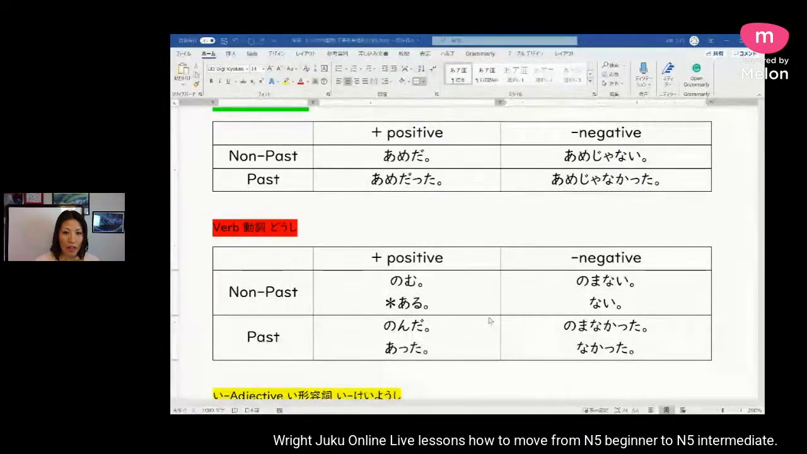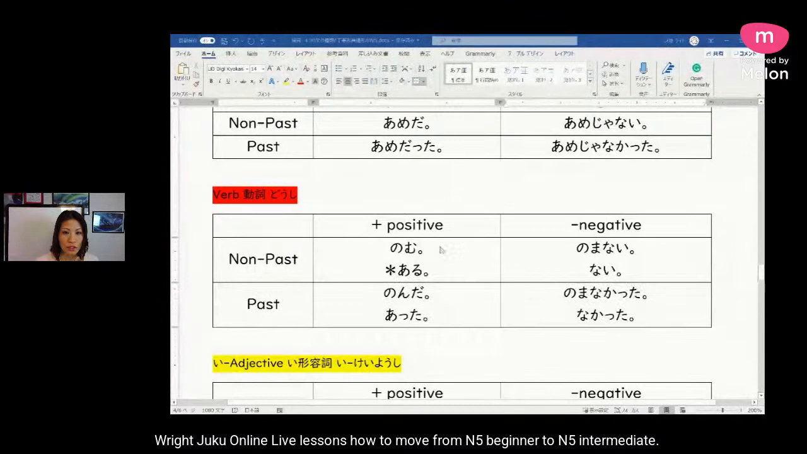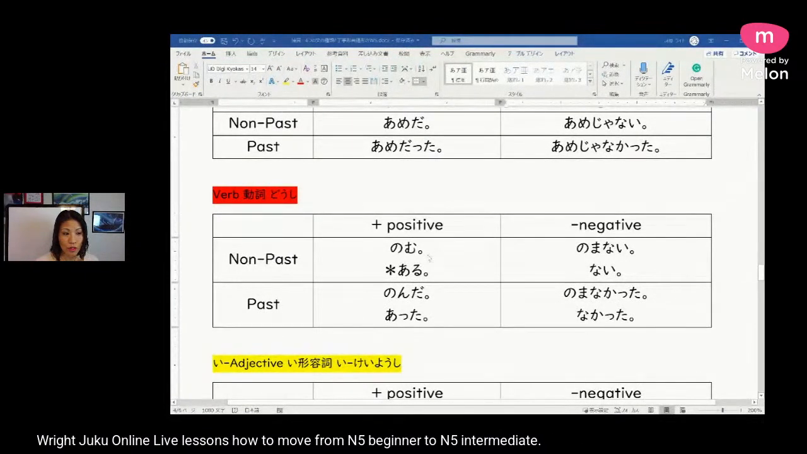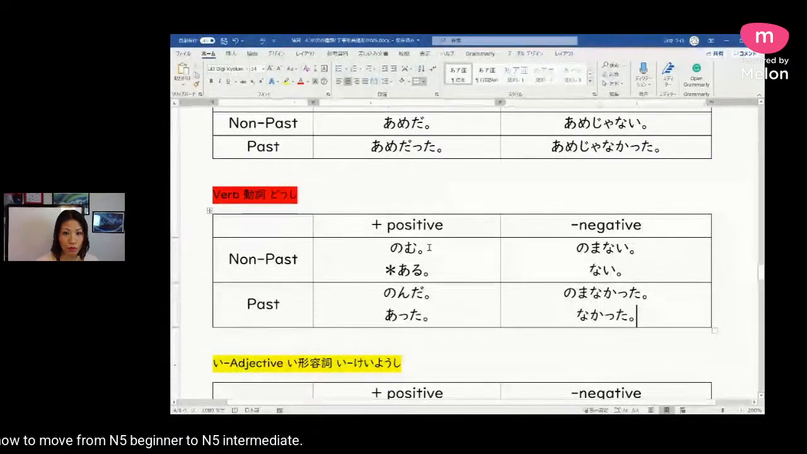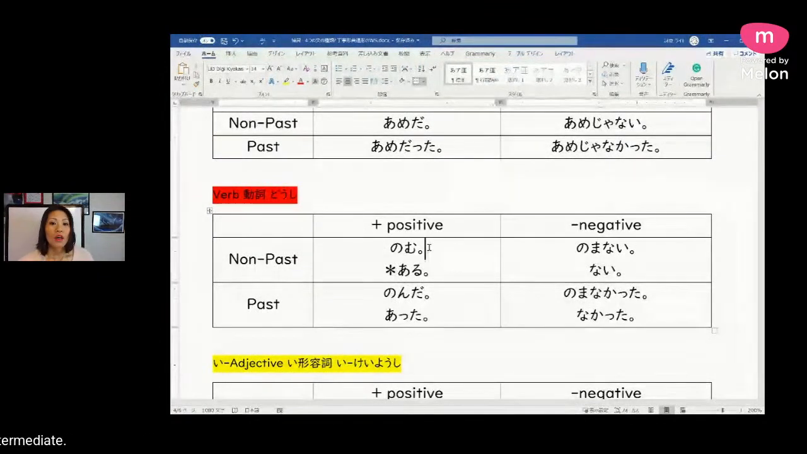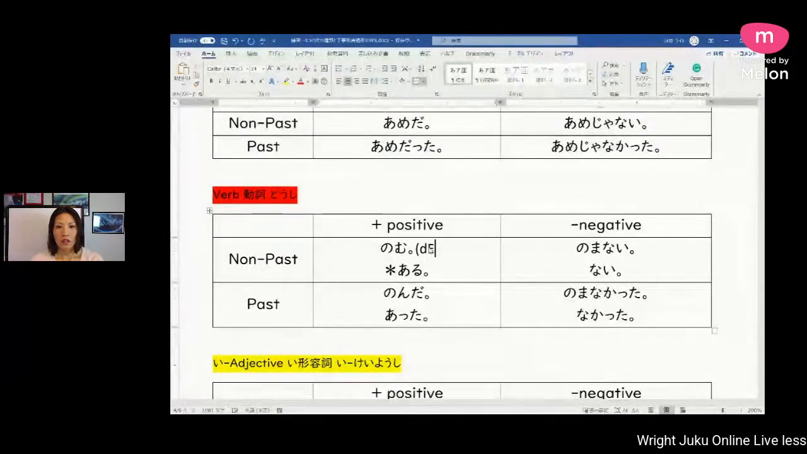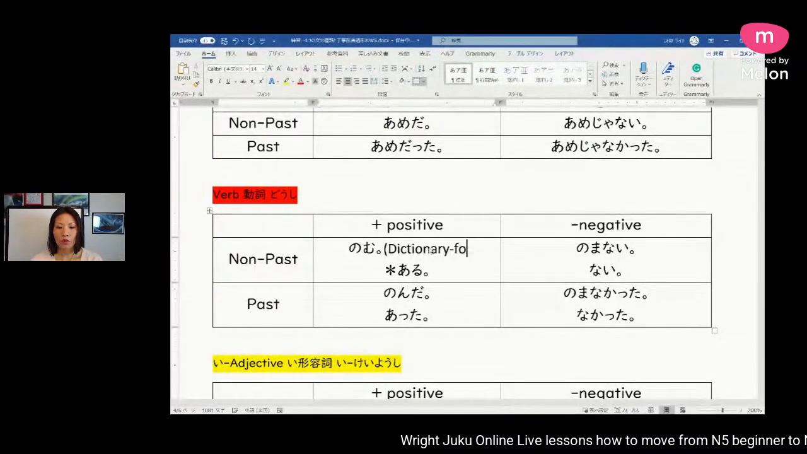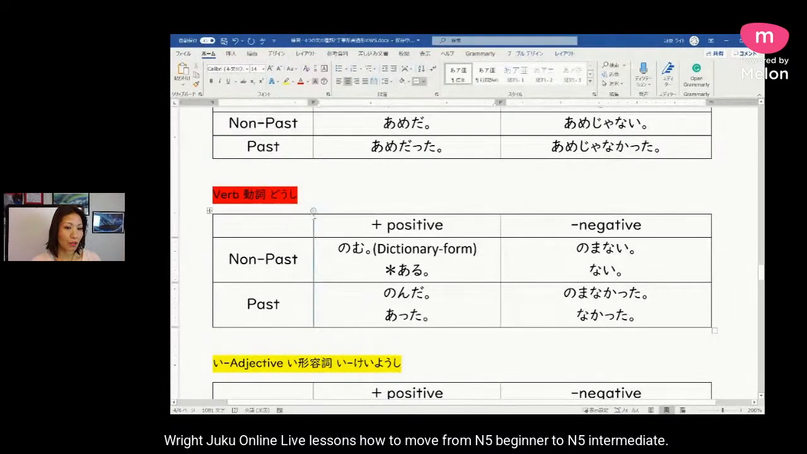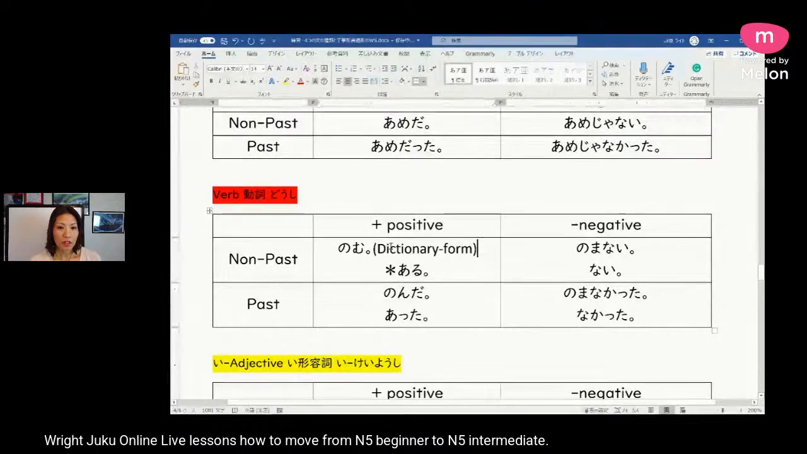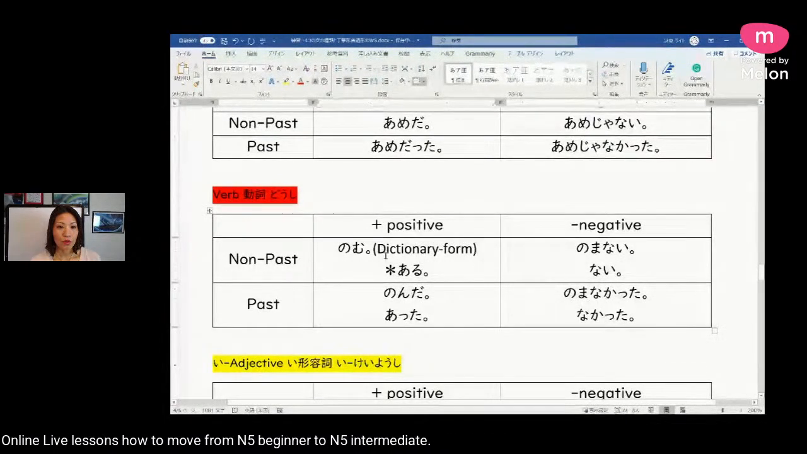Alright, so I think you are familiar with these forms. Do you know what they are called? It's good to note here because sometimes you forget or confuse the names of the forms. So 飲む, we call it dictionary form. So note that. When we talk about the plain form verb, non-past positive, we use the dictionary form, which is 飲む.